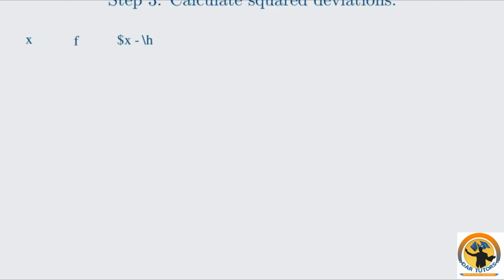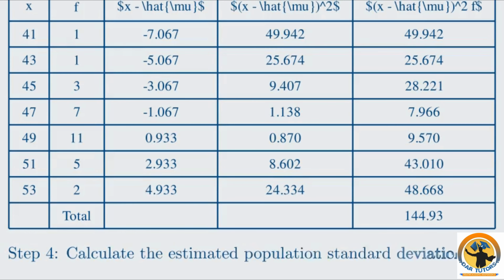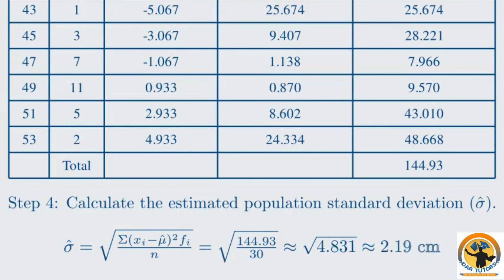Now we set up our main calculation table. We calculate the squared deviation for each mid-interval value, multiply it by the frequency, and sum them up. The sum of the (x minus mu hat) squared times f column is approximately 144.93. Finally, we divide this sum by the total frequency, 30, and take the square root to find the estimated standard deviation, which is approximately 2.19 centimeters.